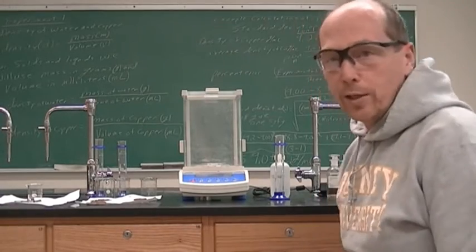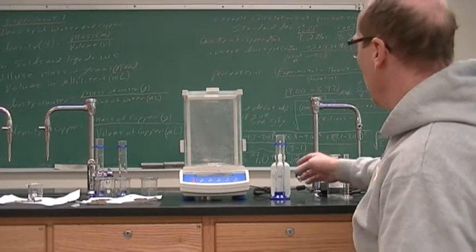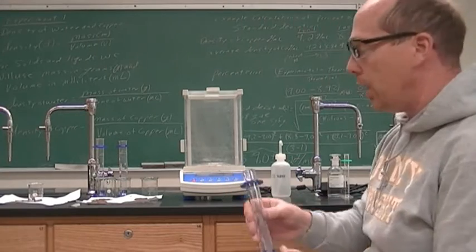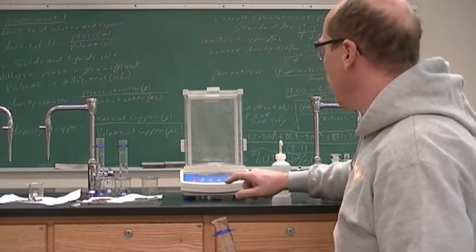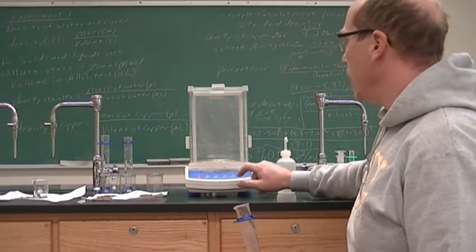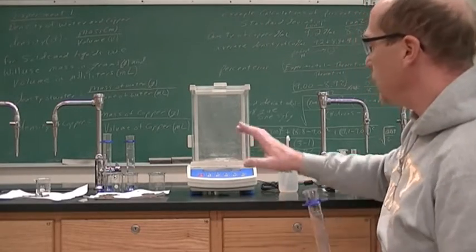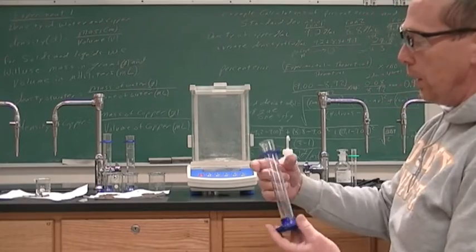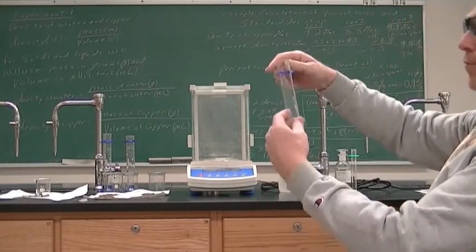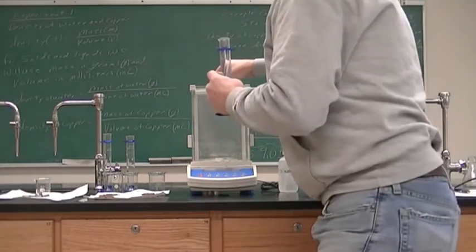Hello, I'm Dr. Waiters, and first we are going to get our density of water. All right, and so I'm going to push the tare button on our balance, and so that sets it to zero. And I'm going to now weigh our 50 mil graduated cylinder.